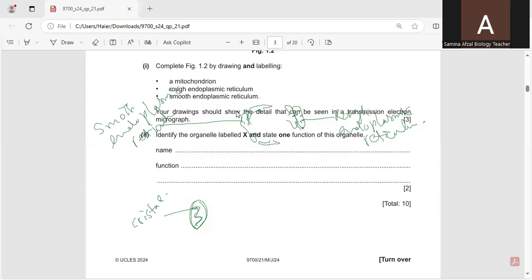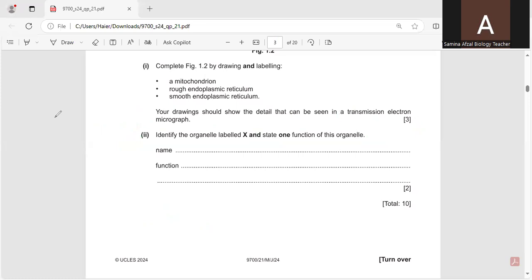Now we are moving towards the next part of this question: identify the organelle labeled X. The organelle labeled X is the Golgi body, and the function of the Golgi body is the modification and packaging of proteins. It modifies the proteins which are present in it.